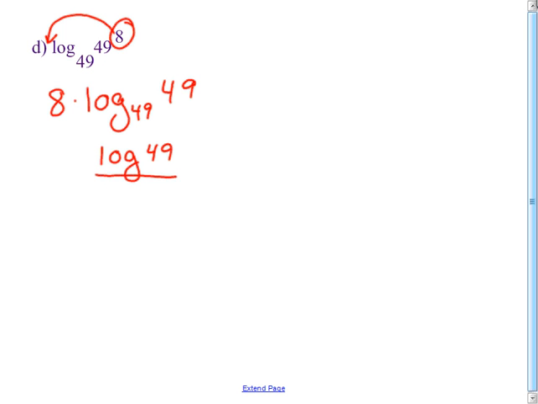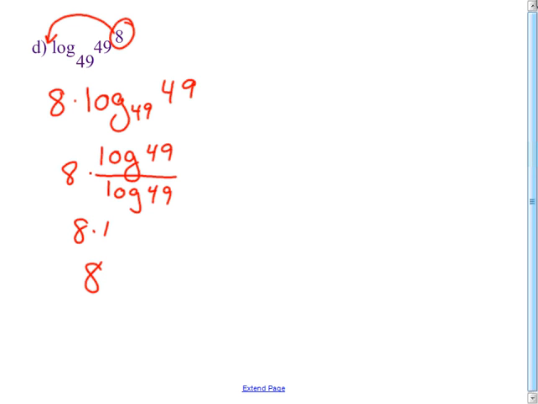Next one. Here's a change of base as well. However, what I have to look at too, I have an exponent attached to a log. What do I do with exponents and logs? We yell at them to get down in front. So this is 8 times the log base 49 of 49. So now I have that multiplication in front, and I have a log, so I can separate my log out. Log of my argument over the log of your base. And that, of course, is multiplied by that 8 in front. Log of an argument of 49 and the log of a base, which was 49, is 1. And 1 times 8 is 8.